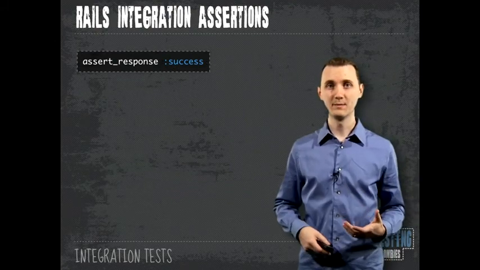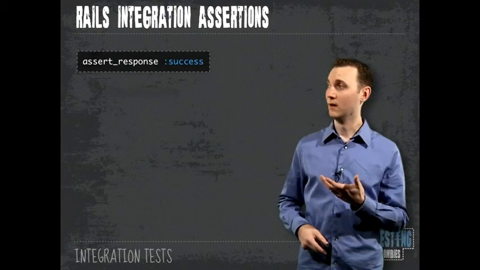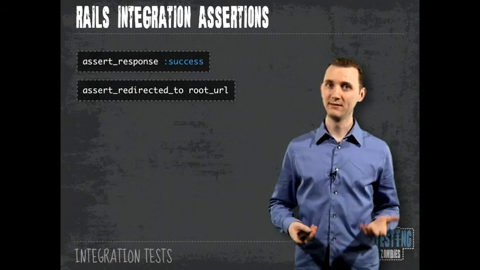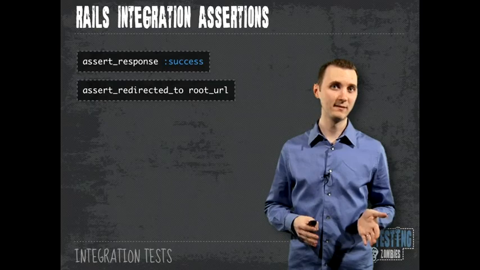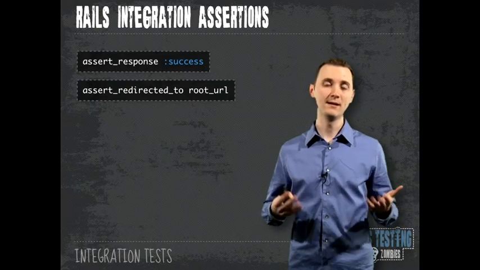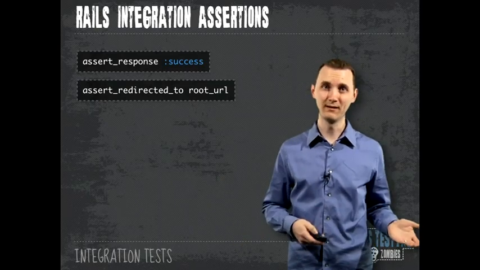So along with assert response, Rails also gives us assert redirected to. What that's going to do is check that the last response is a redirect, and it's going to test that the location header in that response is what we expected. In theory, that the end user's web browser is going to go where we think it's going to go.